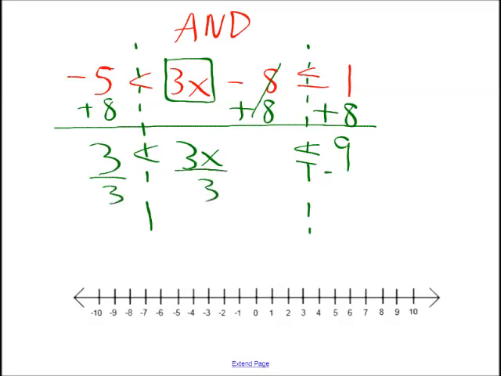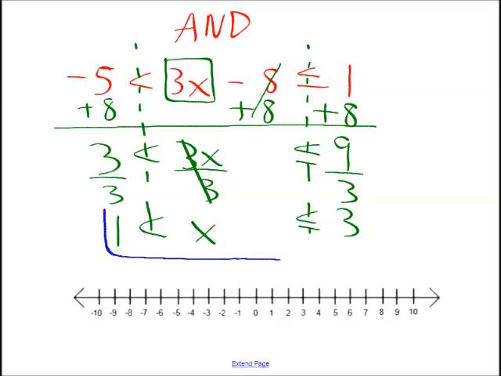We'll divide all sides by 3 to isolate the x, because of this x in the middle. So we have 1 is less than x, which is less than or equal to 3. So this is our final answer, but we do have to graph it.